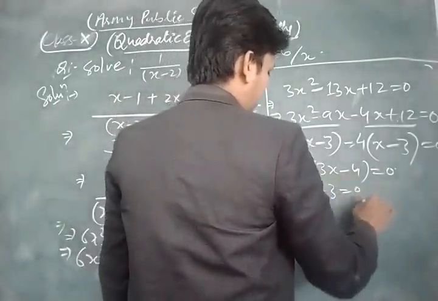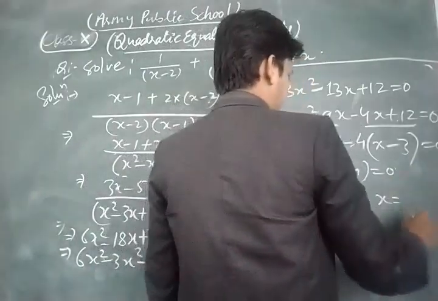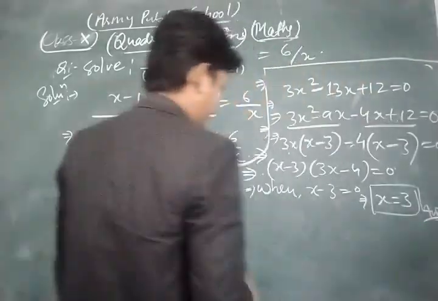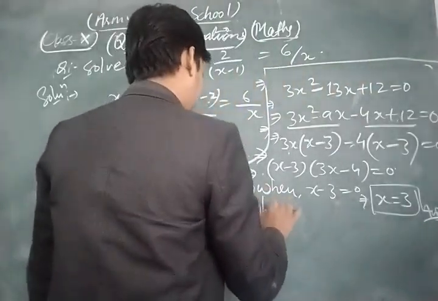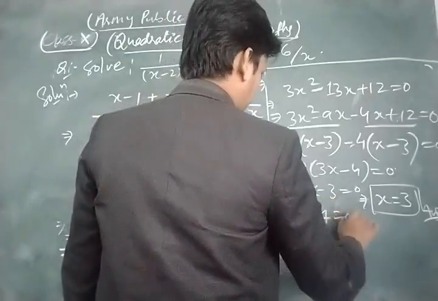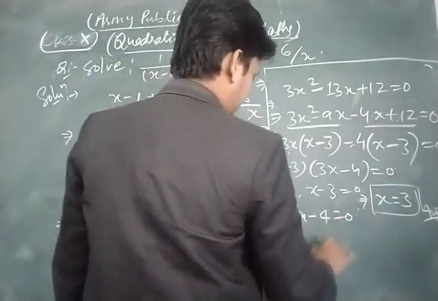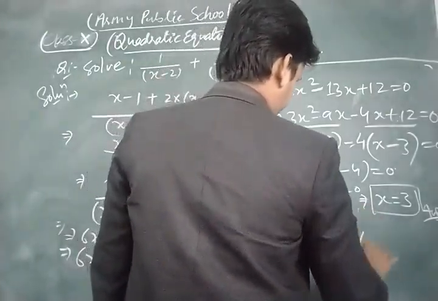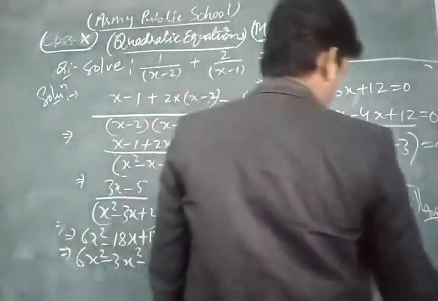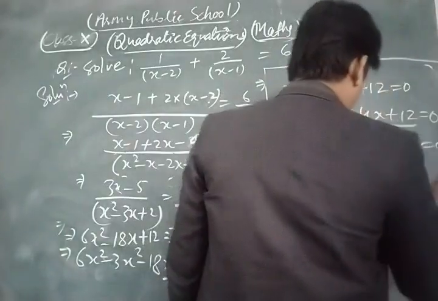When we take x minus 3 is equal to 0, that is x is equal to plus 3. This is the first answer. When we take 3x minus 4 is equal to 0, that is x equals 4 upon 3. This is the second one.